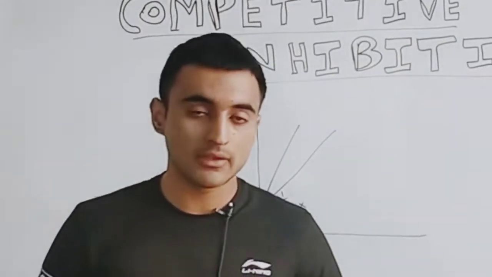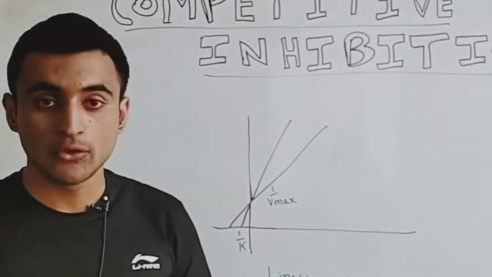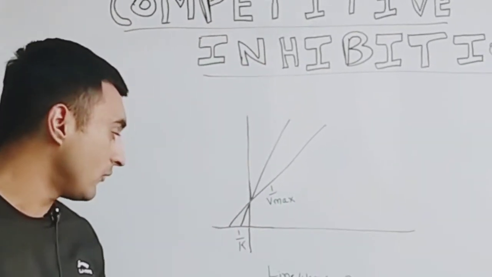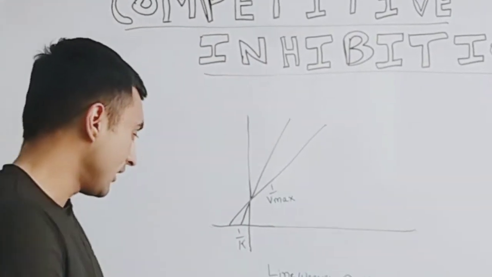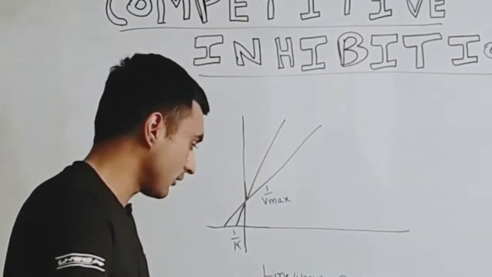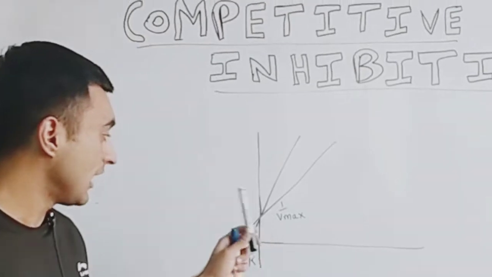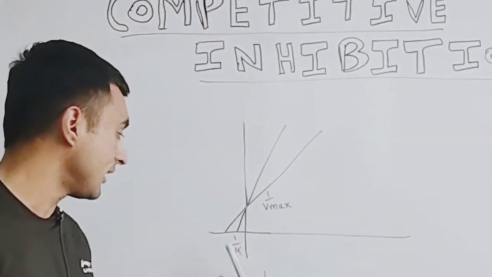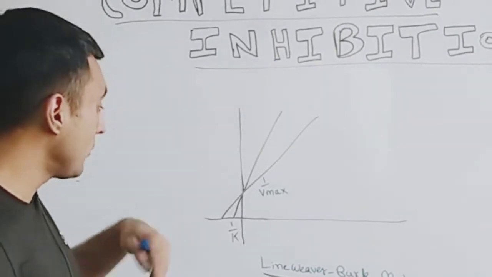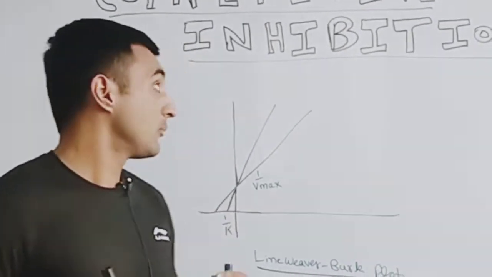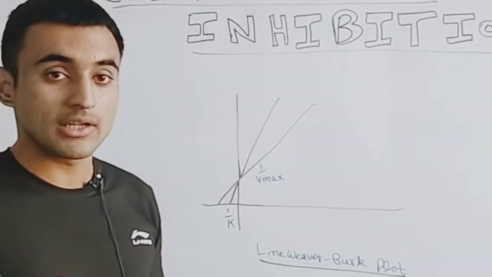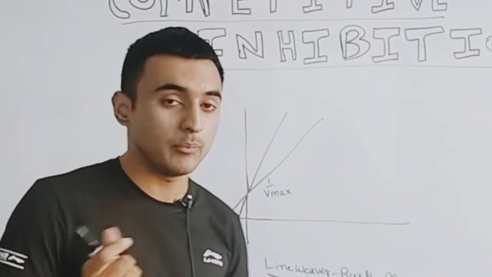Today on the platform of MS Lectures, I will be explaining to you the very important topic of biochemistry, that is competitive inhibition. I will be explaining competitive inhibition with the help of the Lineweaver-Burk plot. So what is this Lineweaver-Burk plot? Through it I will explain the Vmax and the Km. Before telling you how the Vmax and Km change in competitive inhibition, I would like to tell you what actually the Vmax and the Km mean.